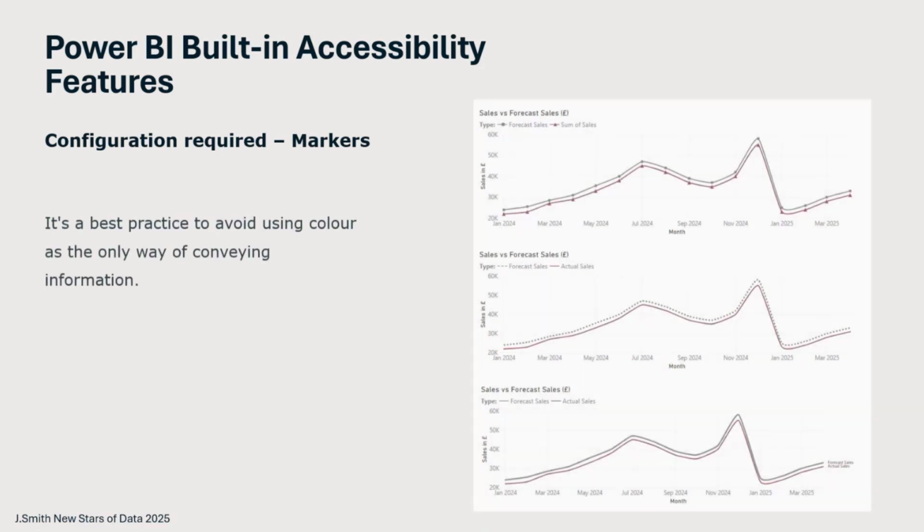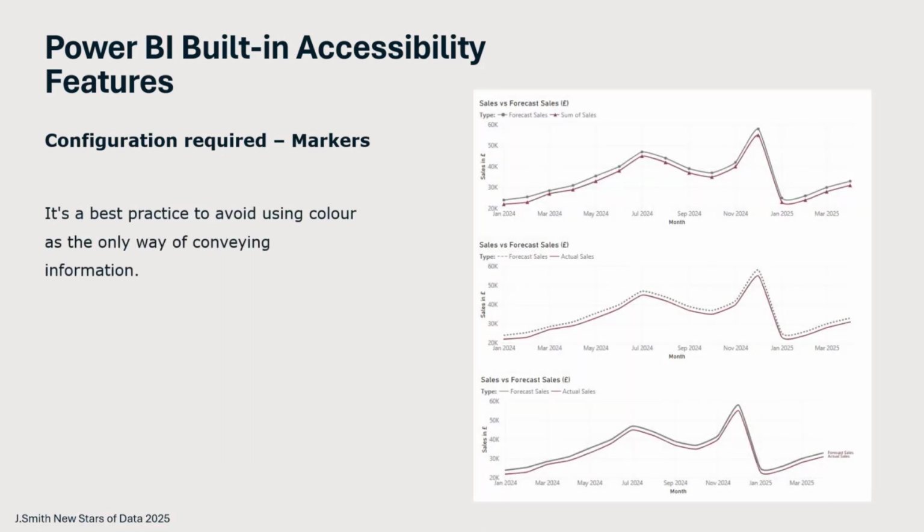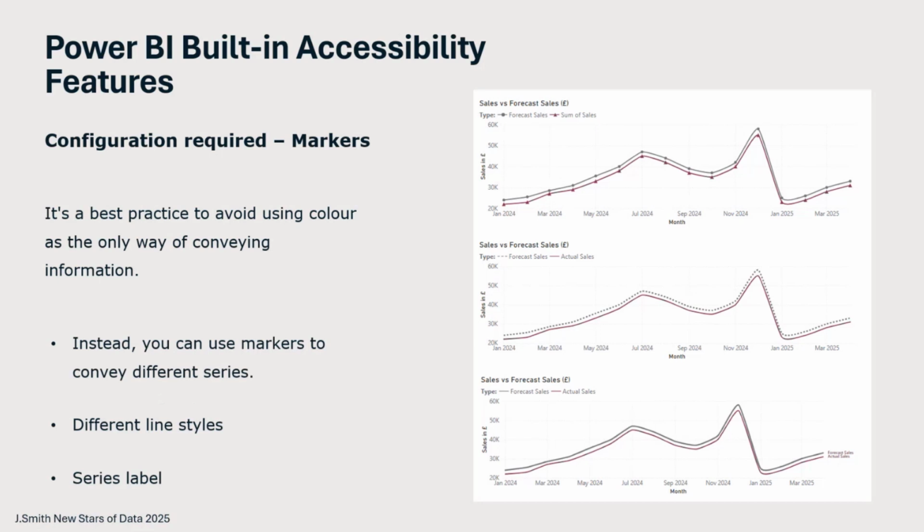Next, we have markers. It's best practice to avoid using color as the only way to convey information. Alternatively, we can use different markers to convey different series. You can see here on the top right, I have the use of color as well as the marker. There are other ways of having the same distinction.